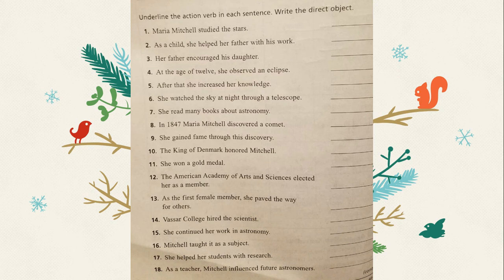Maria Mitchell studied the stars. The action is studied. So I want you to circle the verb studied. And who receives the action of being studied? Stars. Underline the word stars. Then you will write, but I want you to circle and underline, please.